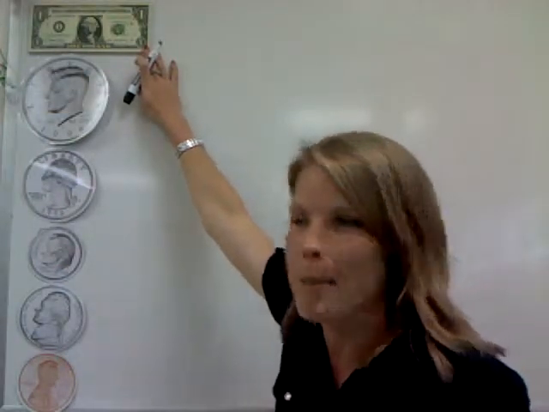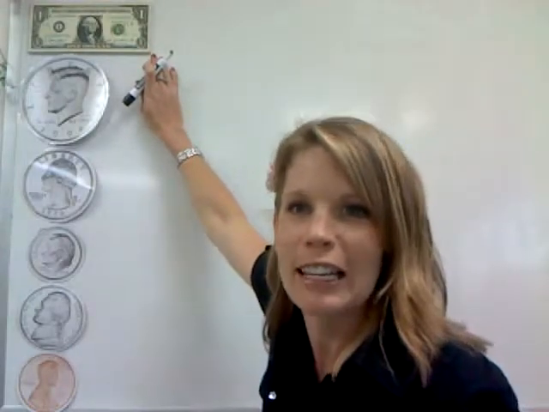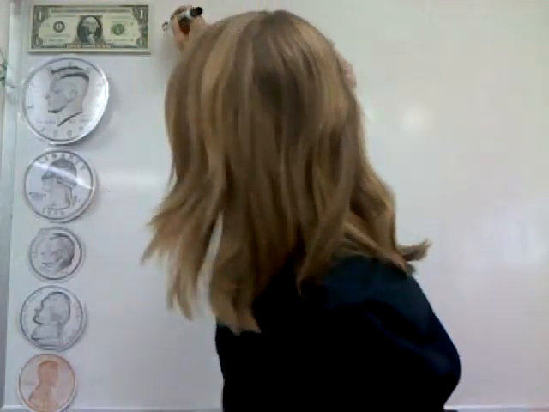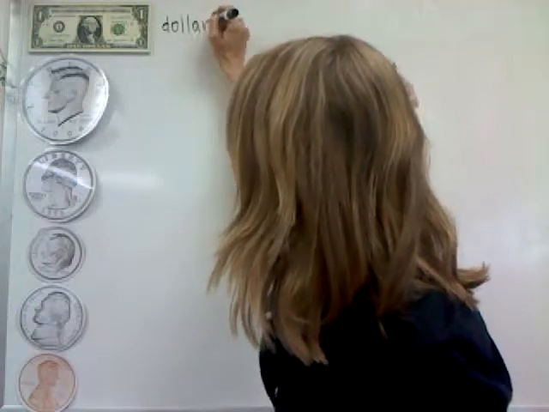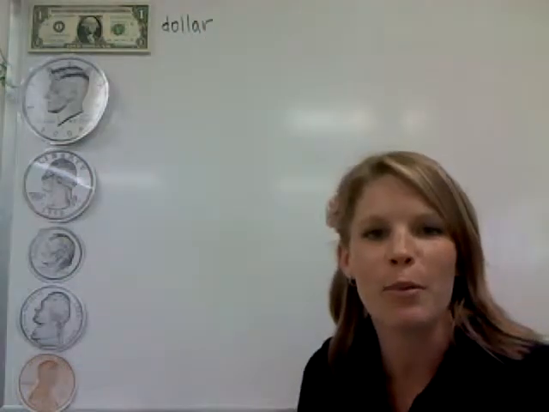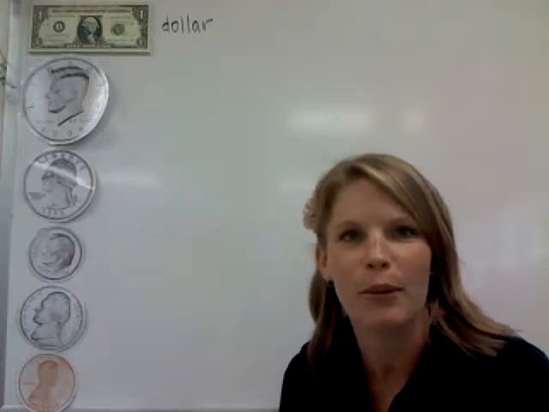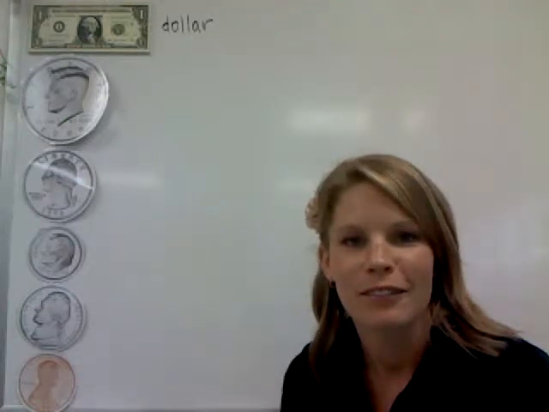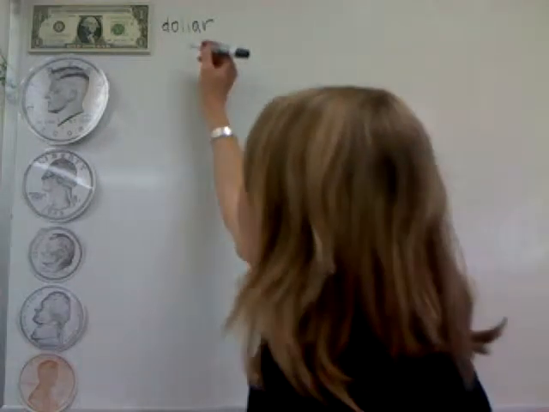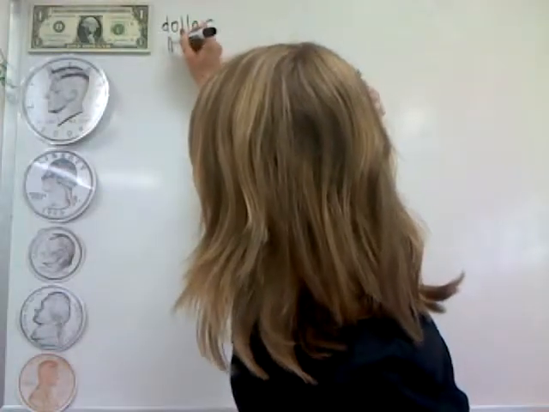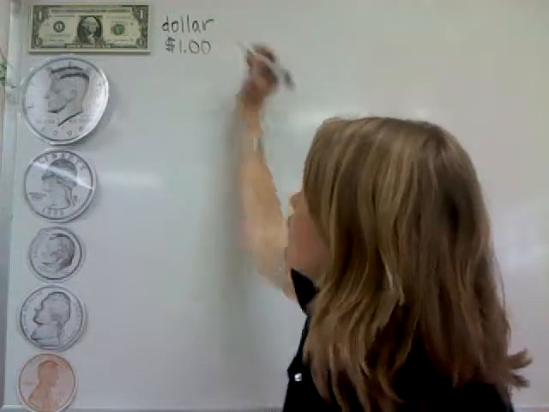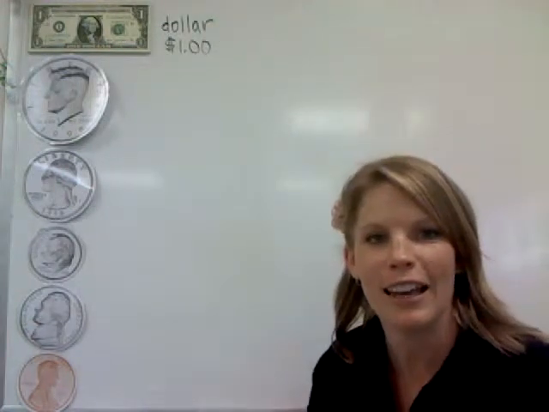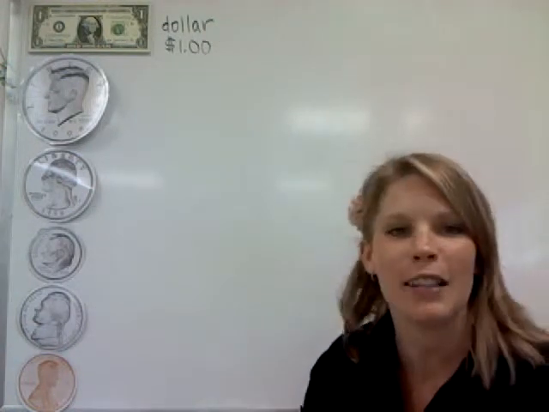Up top we have, anyone? It's a dollar. Good job. And the way we spell a dollar is D-O-L-L-A-R. Now who remembers the value of a dollar or how we write it? Did you say $1.00? Is that what you said? Good job.